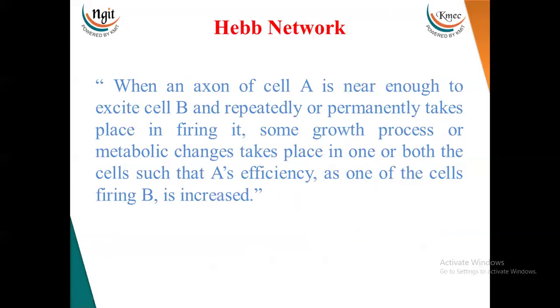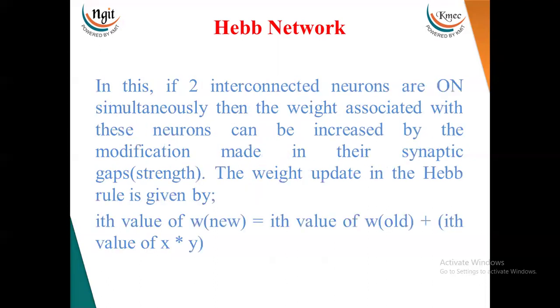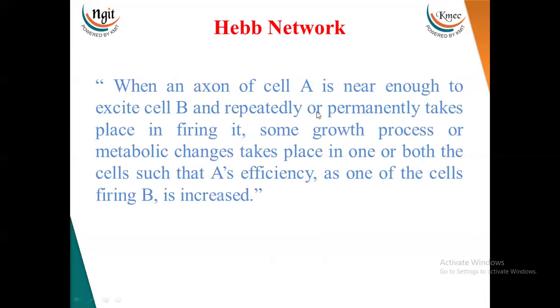Now, what is meant by Hebb network? When an axon of cell A is near enough to excite cell B and repeatedly or permanently takes part in firing it, some growth process or metabolic changes take place in one or both cells such that A's efficiency as one of the cells firing B is increased. So don't worry about the definition. I'll tell you what exactly is going to happen.